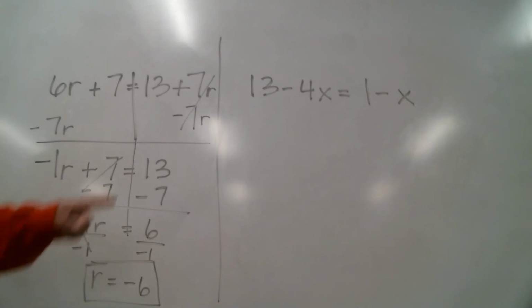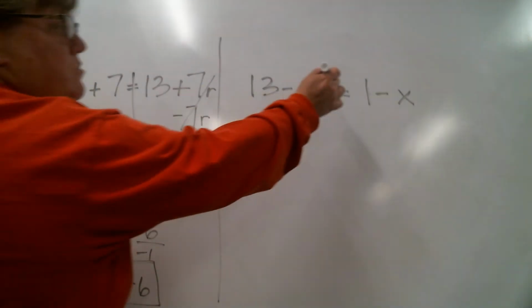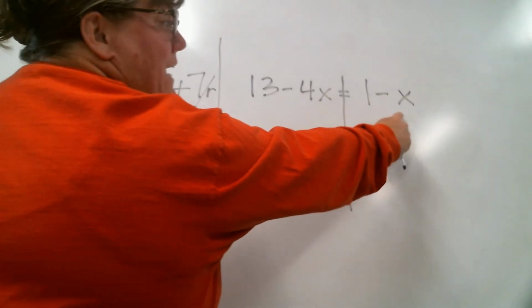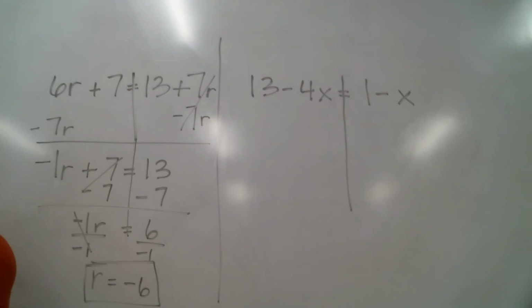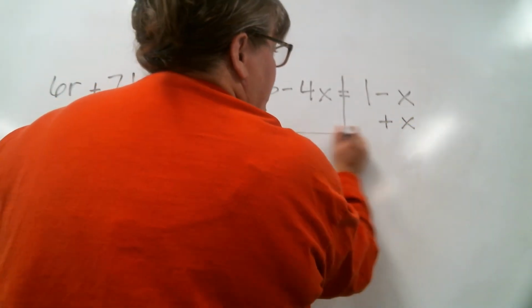Okay, let's look at this next one. 13 minus 4x equals 1 minus x. So I'm going to start by drawing a line down the middle. And I know that I've got an x on both sides. So I'm going to have to remove one from one side. I'm going to go over here to this negative x. And a negative x, the inverse of negative is positive. The inverse of subtraction is addition. So to reverse the negative x, I'm going to use a positive x, a plus x.